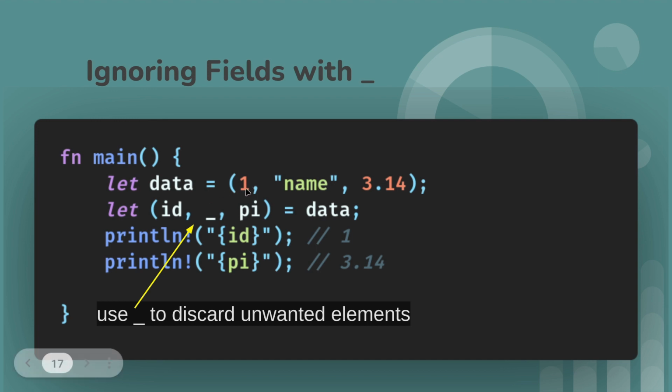Ignoring fields with the underscore. So if you're only interested in getting the ID and the value of pi, you can destructure, and then the fields you're not interested in, you can just discard using an underscore. If you didn't use the underscore, you'd only have ID and pi, and that wouldn't work because you're unpicking. You need to unpick 3 values because there are 3 values here.